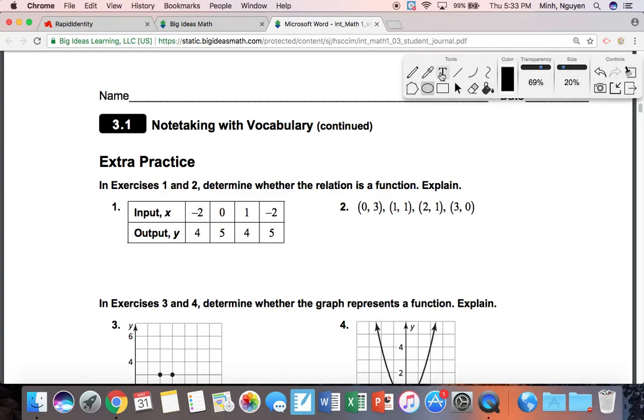So here, if we look at this, the input is x. So don't forget that the input is x. The input is x, 0, 1, 2, 3. Well, we don't even have a chance to see if any of these inputs have any repeaters or different numbers because they're all different. So yes, this is a function because each input has a distinct output. Moving on.